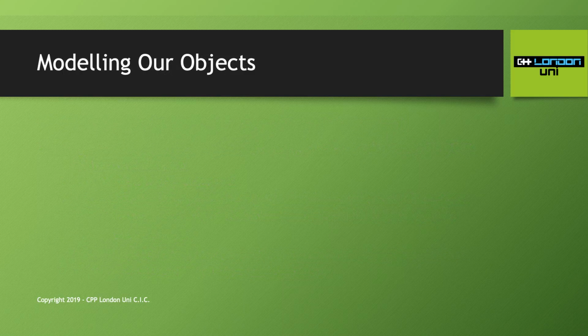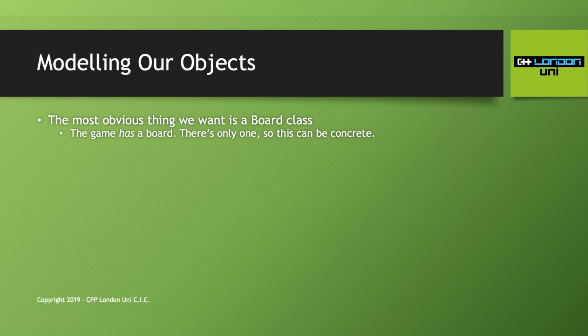So the first thing we want to do, because this is C++ and this is about OOP, we want to model our objects. So, a fairly obvious one is there's a board. You're going to want a class to represent the board. Class, struct, whatever. I use the word class. Because the game has a board, right? There's nothing that's going to be a kind of board. There's only one. So we just have a single concrete class for the board.